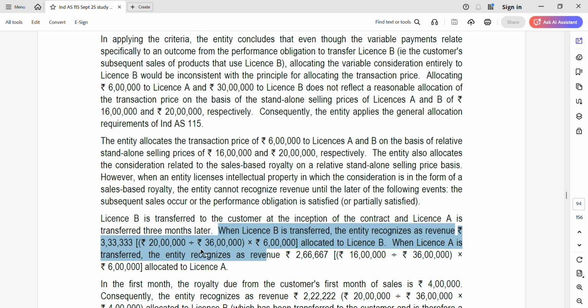So 20 lakhs by 36 lakhs into 6 lakhs, on a proportionate basis. And when license A is transferred, you can arrive at the balance amount, or you can do this as well. That is 6 lakhs minus 3,33,033, which will give you 2,66,667. That will be recognized as revenue once license A is transferred.